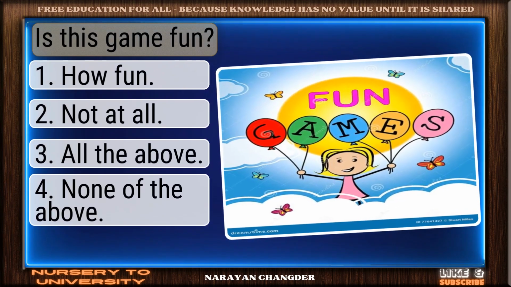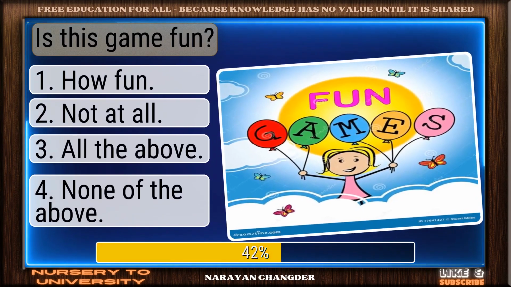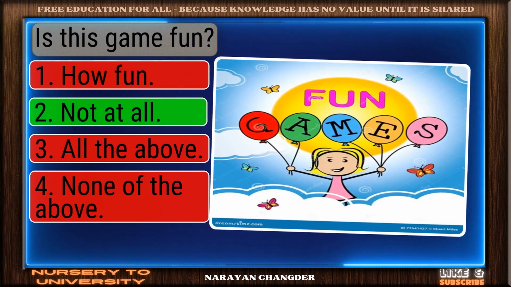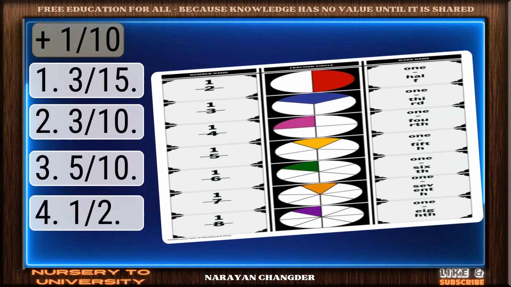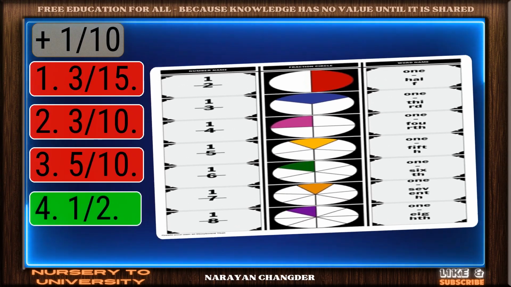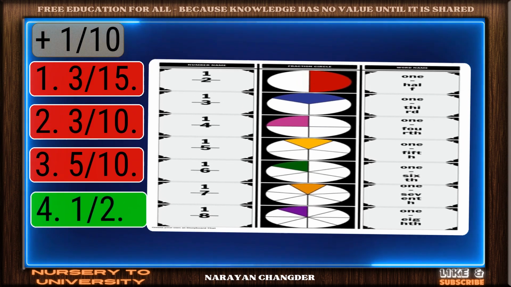Question number 299. Is this game fun? Right choice. Not at all is the best answer. Question number 300. Plus 50, 10. Smart pick. 1 pre 2 is the correct choice.